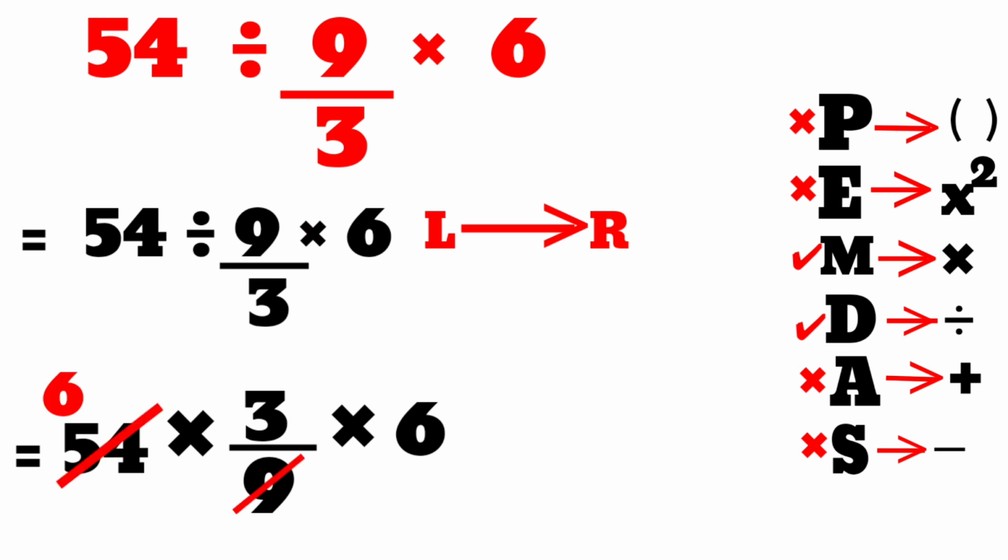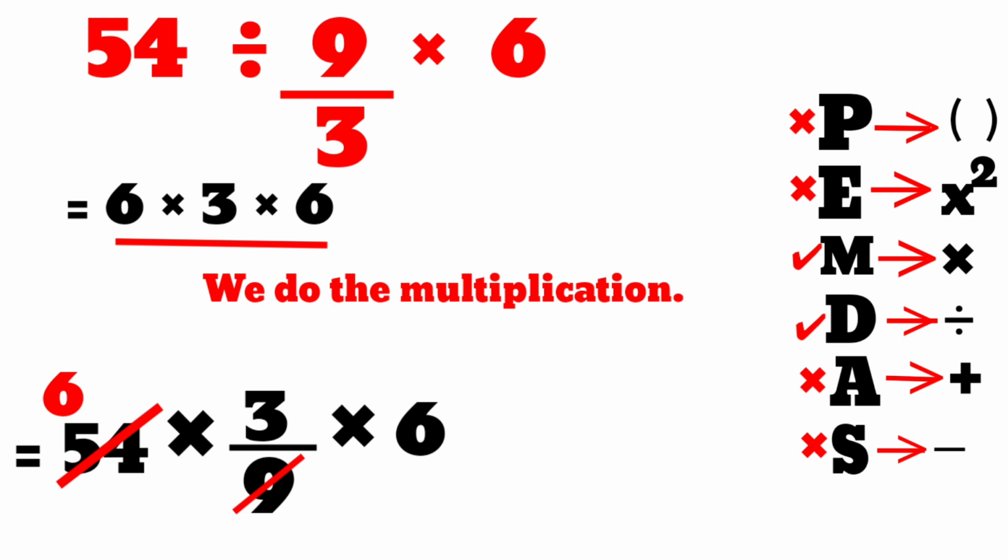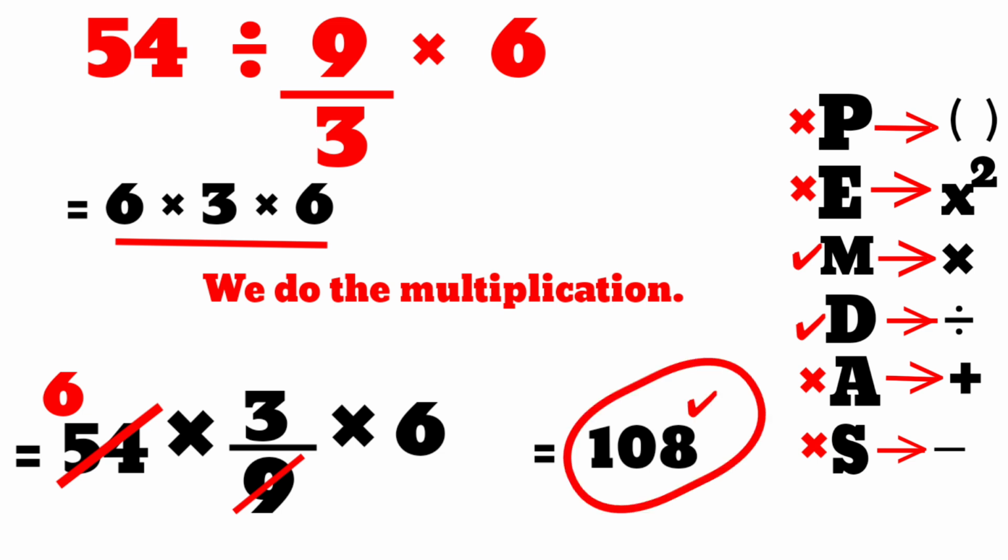9 times 6 is 54. Cut it like this. Numerator multiplication is equal to 6 times 3 times 6. We do the multiplication. Is equal to 108. 108 is the correct answer.